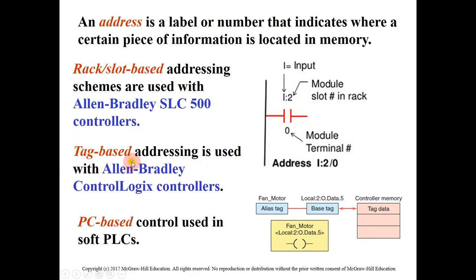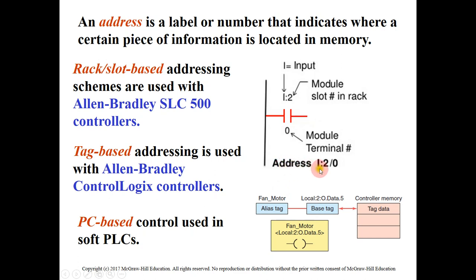So the tag based addressing is usually used with the Allen Bradley ControlLogix controller. This type of PLC controller usually uses the tag based addressing. As you can see here, you have the name fan motor, and you also have controller memory tag data, base tag data, and so you are going to see the text.